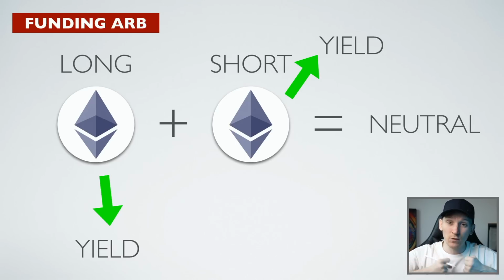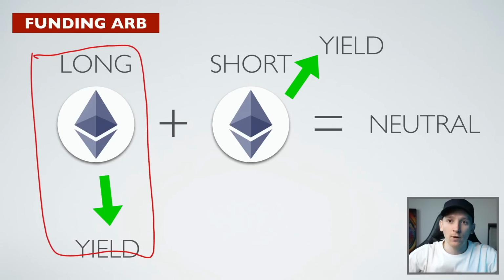You're trying to get the yield, but you're trying to reduce your price exposure to at or near zero. So we can do this with assets that pay us a yield, for example, Ethereum. So let's look at that. We can go and buy Ethereum in the spot market and go long Ethereum, right? And we'll do that in our spot account on Bybit.